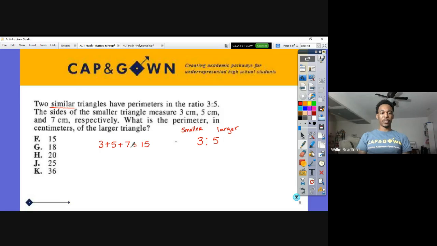Okay, so if this is my perimeter of the smaller, how can we determine the perimeter of the larger? Well, I can get from 3 to 15 just by multiplying by 5. 3 times 5 is 15. Let's do the same thing here. And 5 times 5 is 25. So the perimeter of the larger triangle is 25. And that would be J.